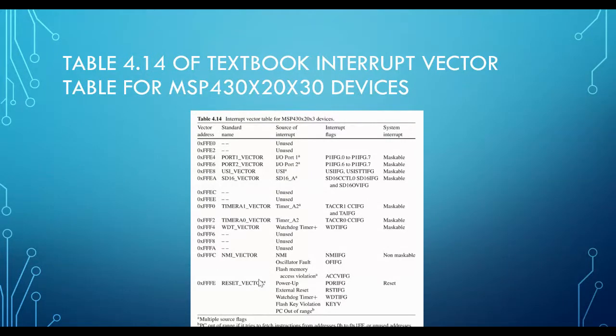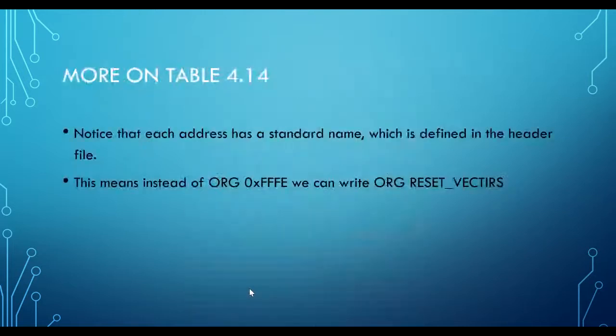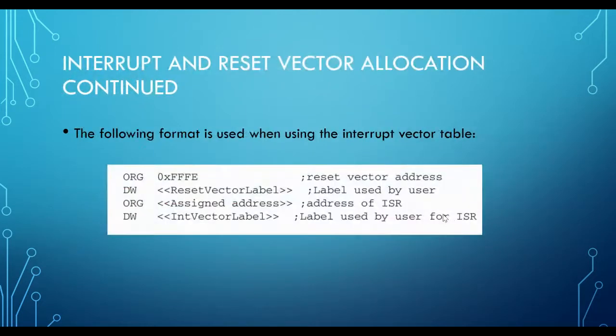Okay, reset vector, not I. It's basically O. So it's FFFE. Okay, so this is the reset vector. All right. So instead of writing like this is a reserved word for reset vector, the following format is used when using the interrupt vector table. So these are all the vector table that you can use. Okay, so these are the formats.